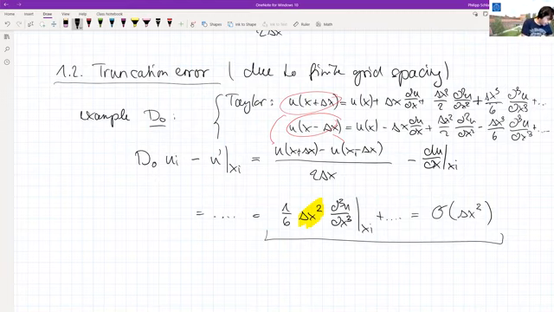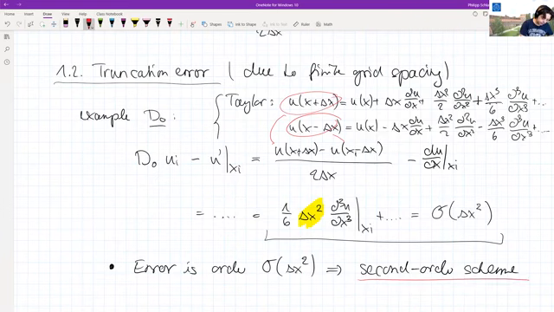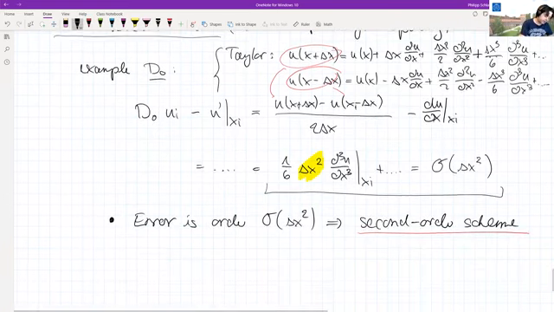And there's two important observations that I can make. First observation is that, as I just said, the error is of order delta x squared. And therefore, we call this scheme to be of second order, because the first error term is of second order. So that's maybe one observation.